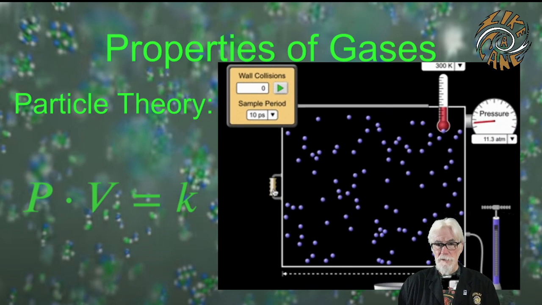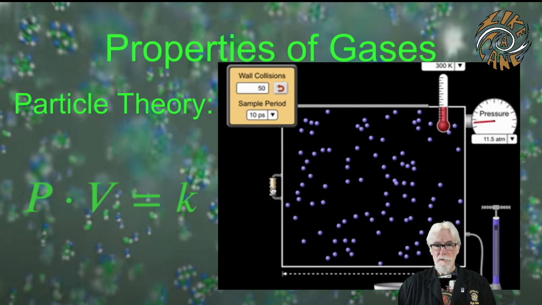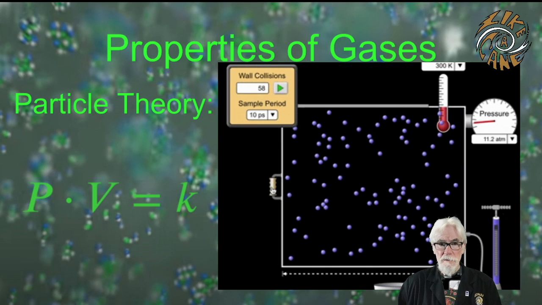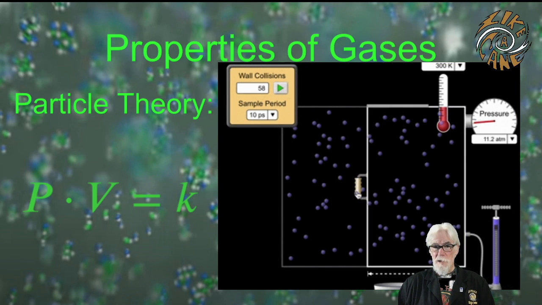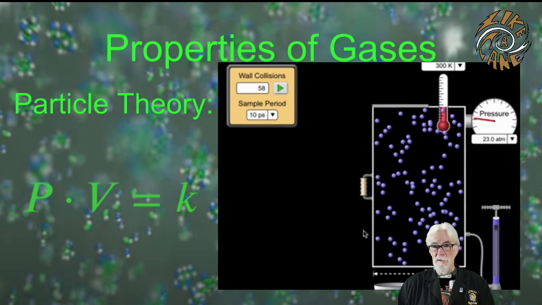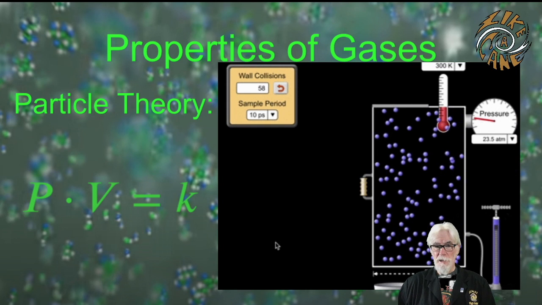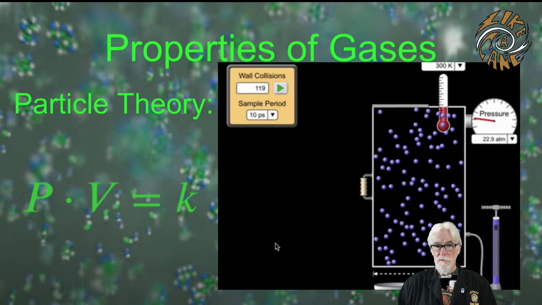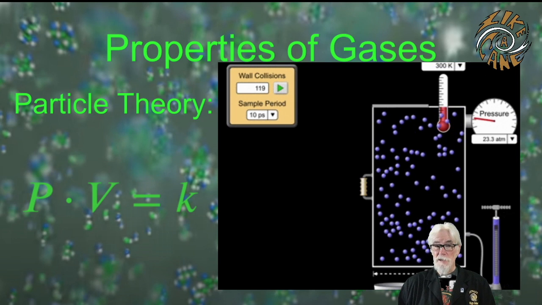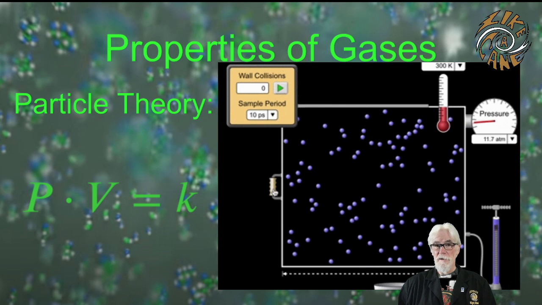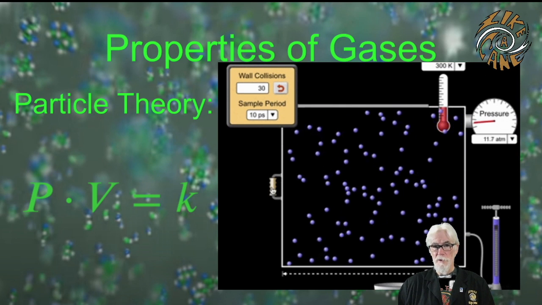Here's the particle theory explanation for that. If I have some particles in a box at about 12 atmospheres, it exerts 58 wall collisions, around 60. I'm going to pack them into a smaller space by making the volume half as big. The pressure just about doubles, and the number of wall collisions, well, it also just about doubles. So that is the explanation offered by the particle theory for why this relationship between pressure and volume is inversely proportional.